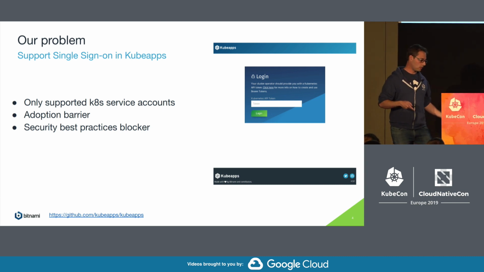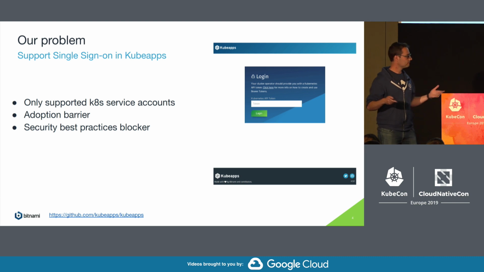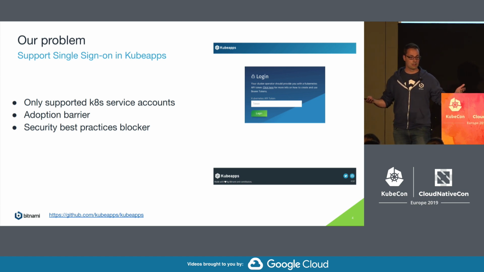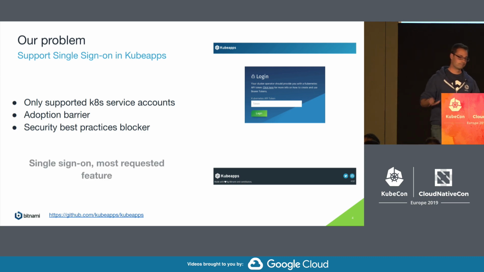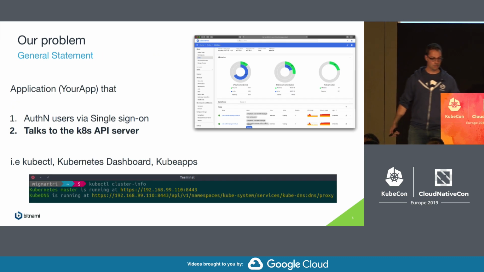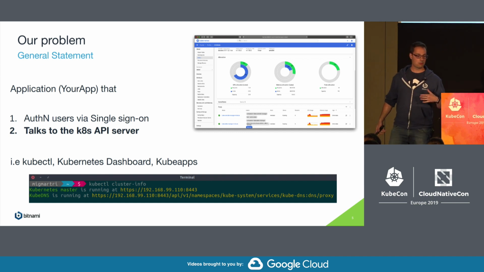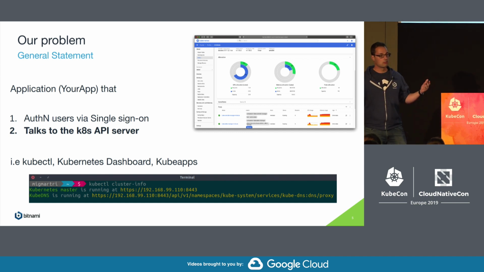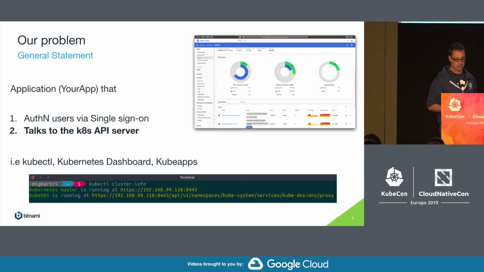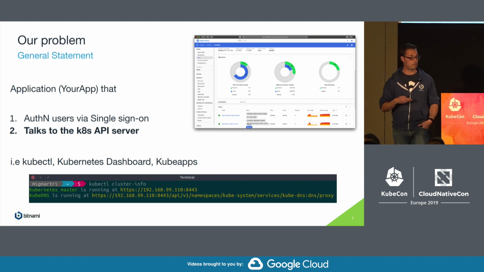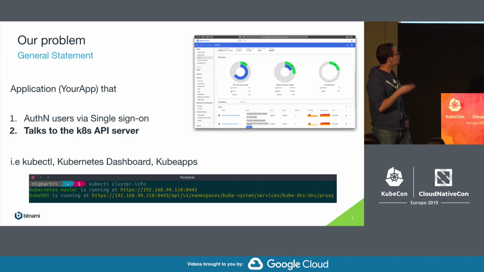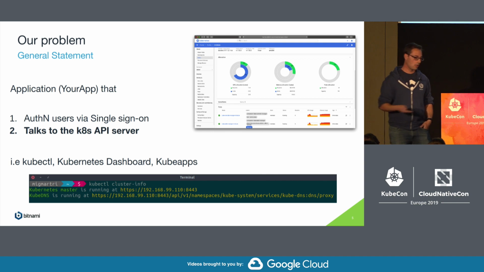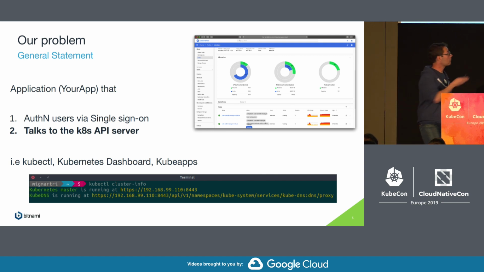And because configuring that token and configuring RBAC was actually pretty hard for the kind of users that we are targeting, that was an adoption barrier as well for security practices. They were even sharing the tokens. So we asked the community, and the answer was, please implement single sign-on here. So we quickly realized that the problem that we're running into, we're not the only ones. This applies to every single application that wants to offer authentication via single sign-on, and that application talks to the Kubernetes API server on behalf of the user. That's the case for KubeApps, but it's also the Kubernetes Dashboard, and it's also kubectl that we use every day.